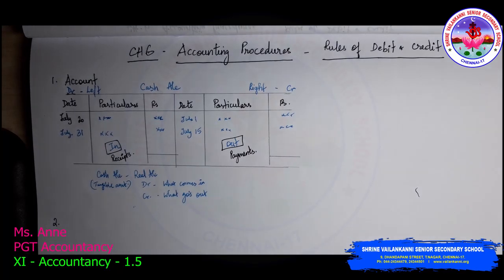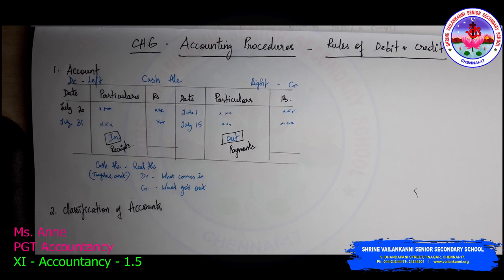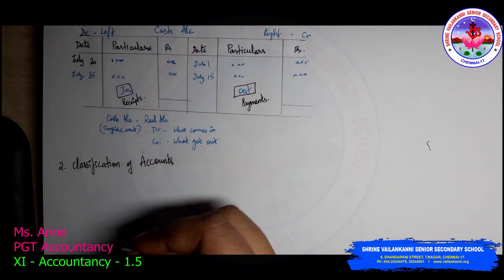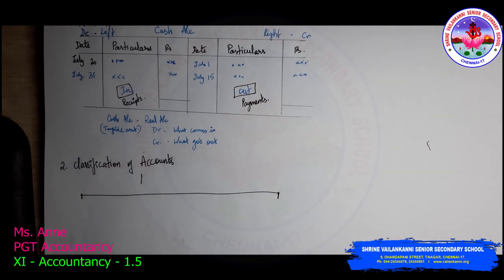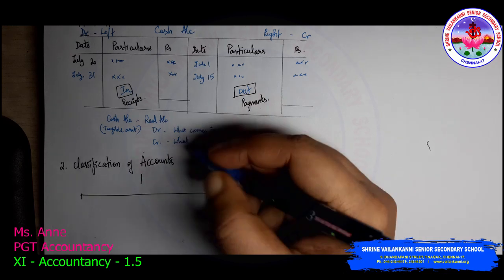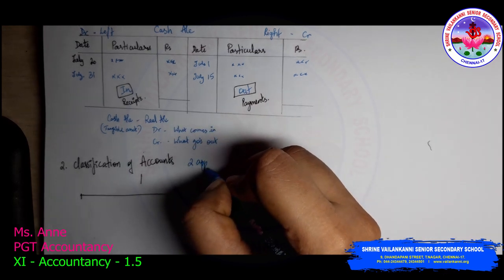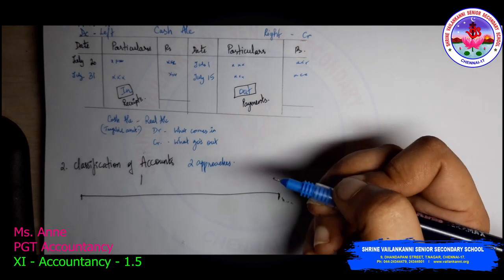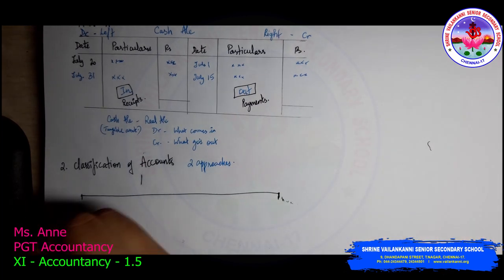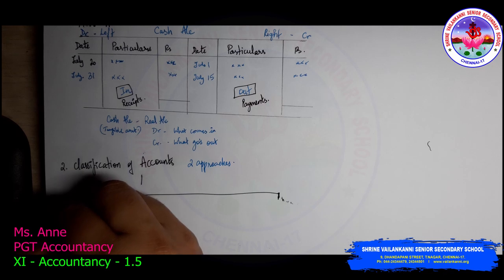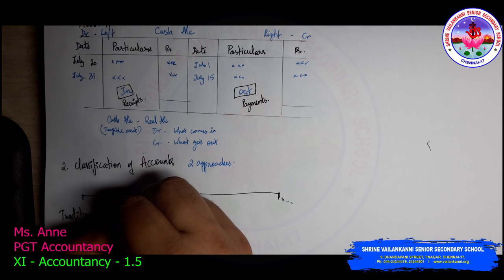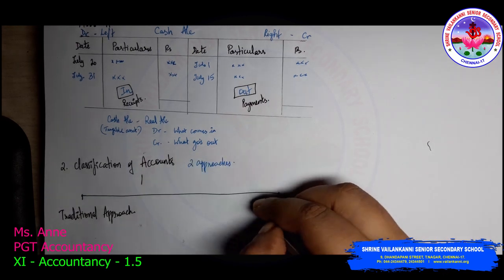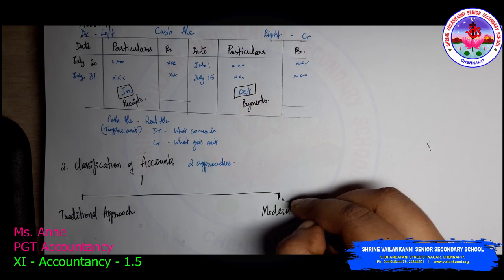Okay, the next thing we are going to learn is the classification of accounts. As you can see, I have written classification of accounts. Accounts can be classified into two approaches. First one is your traditional approach. The other one is modern approach.